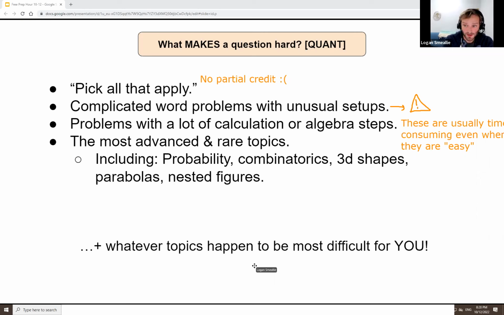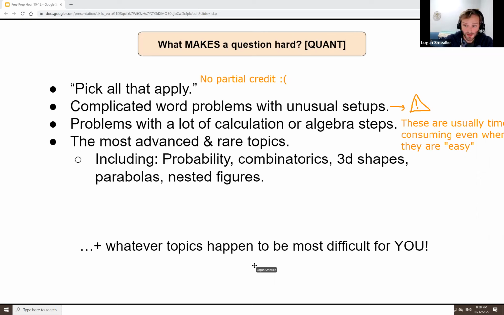So definitely, I encourage you, put time into understanding your strengths and weaknesses, and make guess and skip decisions based on that.